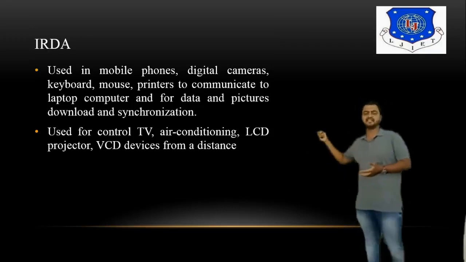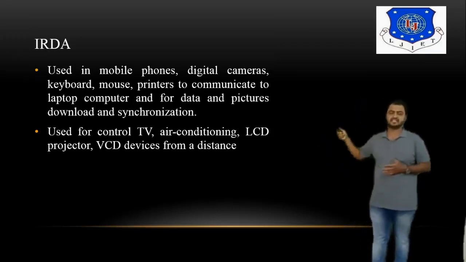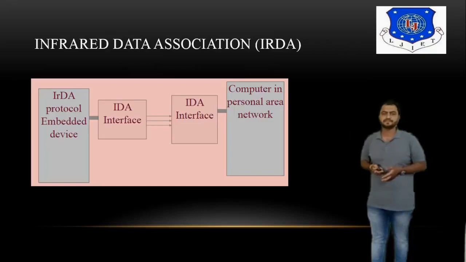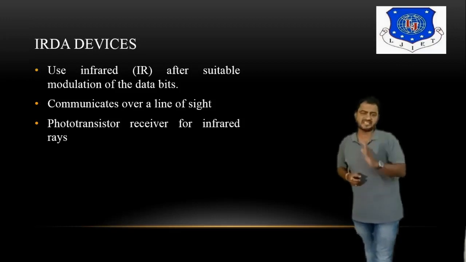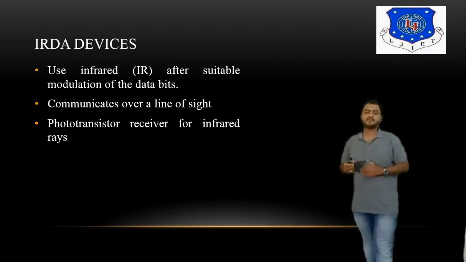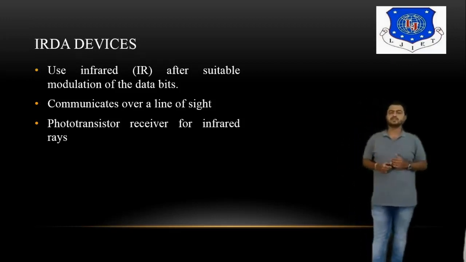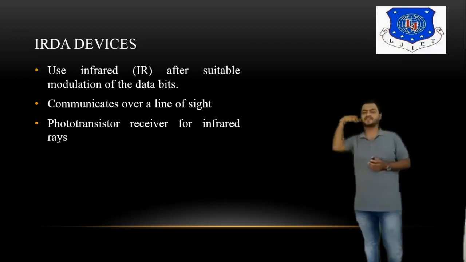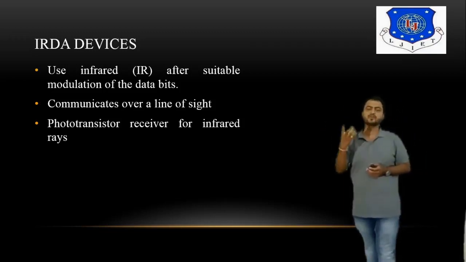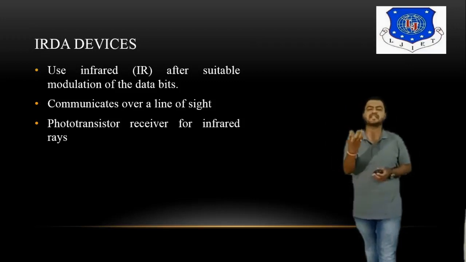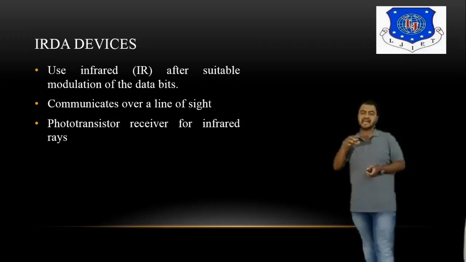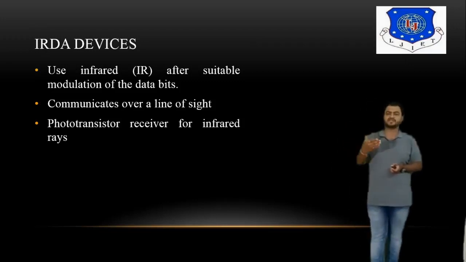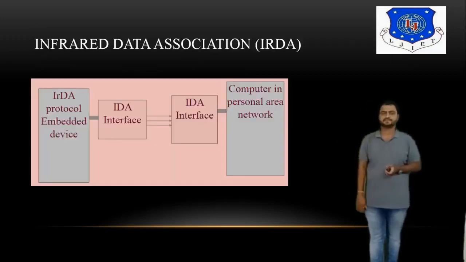This one is the same slide that we already discussed. These are the different features and examples. Now we're talking about IRDA devices. Basically IR means infrared. After suitable modulation of the data bits, it communicates over line of sight. On the receiver side, there is some photoresistive material which receives those infrared signals, and after applying the decoding process, it will decode them.